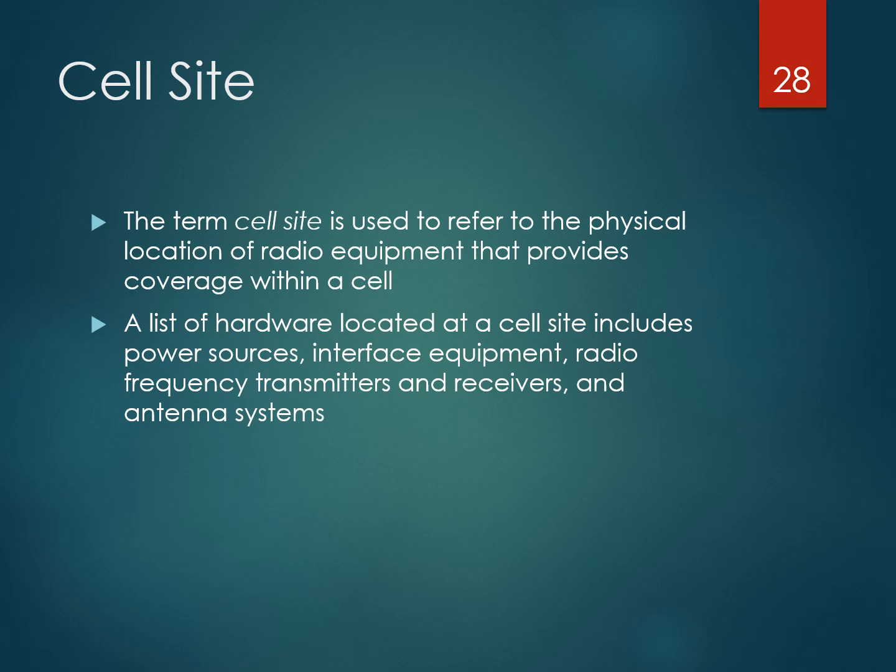Cell site. The cell site is the base station. The term cell site is used to refer to the physical location of the radio equipment that provides coverage within a cell. That means it is our base station. The hardware located at a cell site includes power sources, interface equipment, radio frequency transmitters and receivers, and antenna systems. So these are the basic things for the base stations.